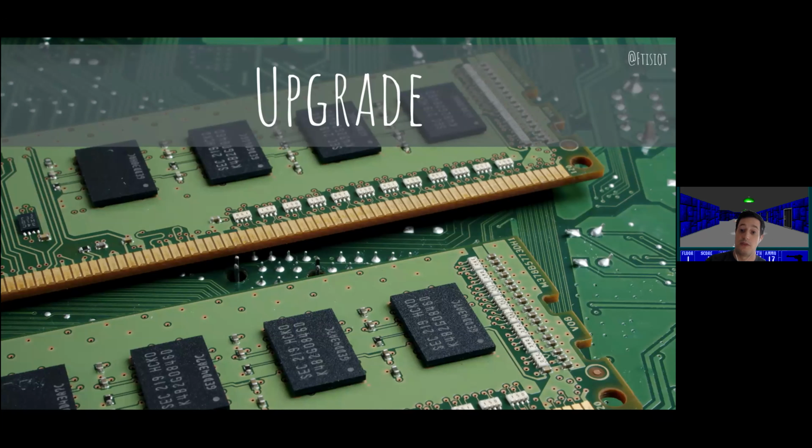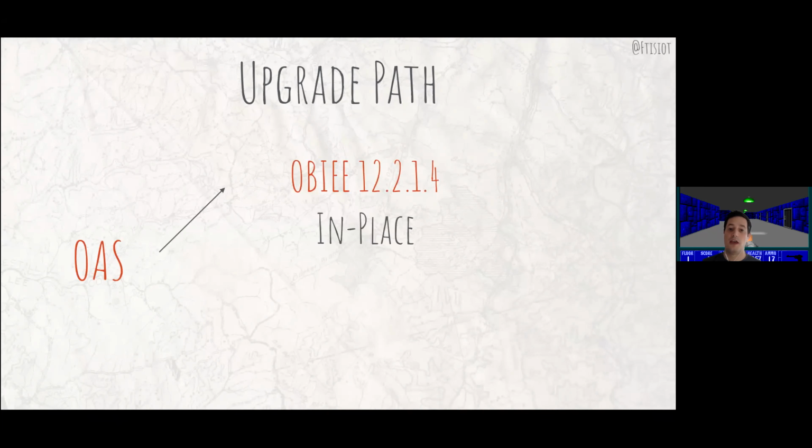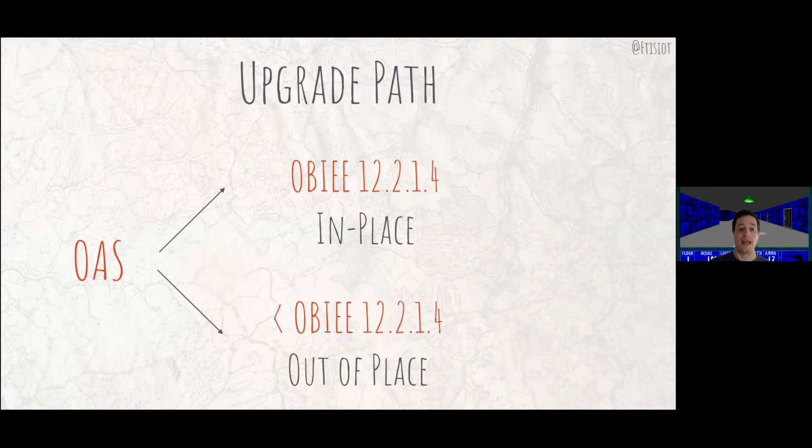Now it's time to talk about the upgrade, which was the main topic of the whole session. Let's talk about the upgrade path, because depending on where you are at the moment, it will also dictate which steps you will need to do in order to upgrade to OAS. So you want to go to OAS, and you have at this point 2 options. If you are on the latest OBIEE 12.2.1.4, you can do an in-place upgrade. If you are in any version before 12.2.1.4, you are forced to do an out-of-place upgrade.